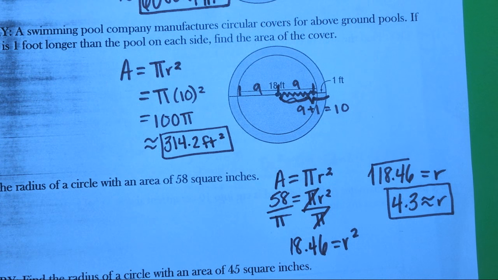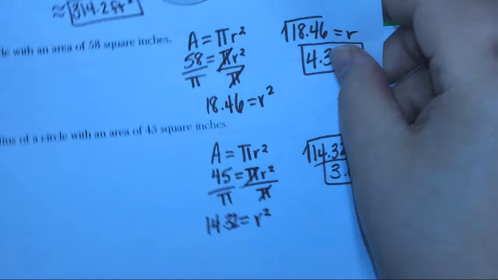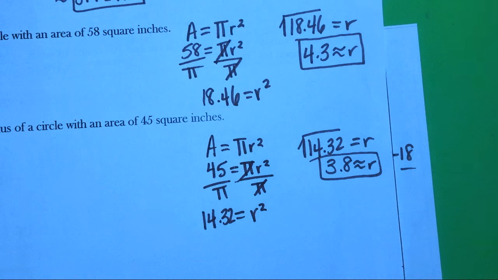Tell me what you got. Just tell me what the R was. 3.8. Everyone agree with the 3.8? Okay, I got 3.8 as well. I divided by pi. I got the square root. I took the square root of both sides. I got 3.8.